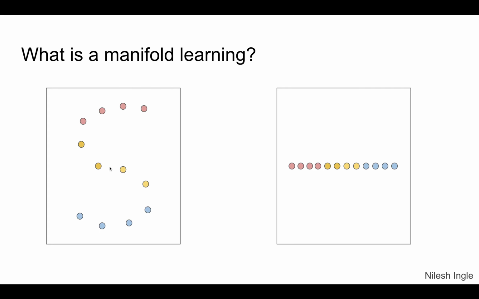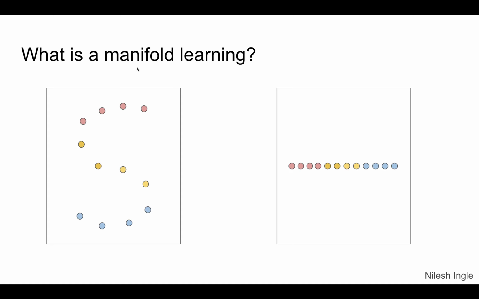So let's say we have this S here, that's a high dimensional space, in this case 2D. If we unravel or unfold this S, it can become a straight line as shown here, and we can see the red points are nicely on the left hand side, then we have the yellow or orange points in the middle and the blue points on the right hand side.